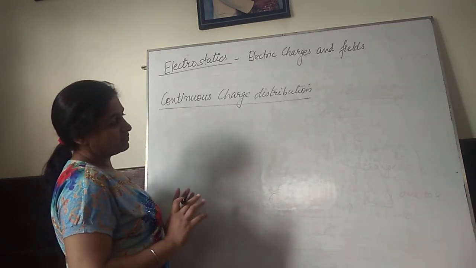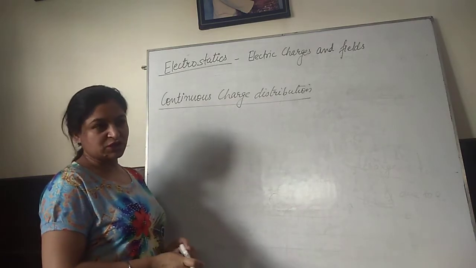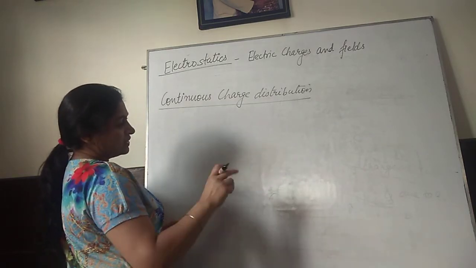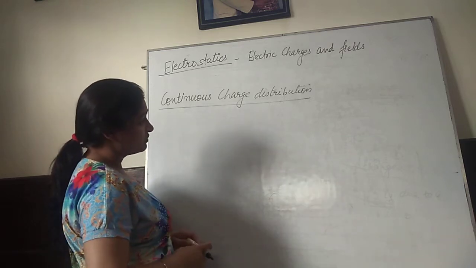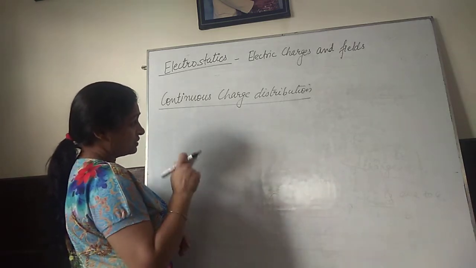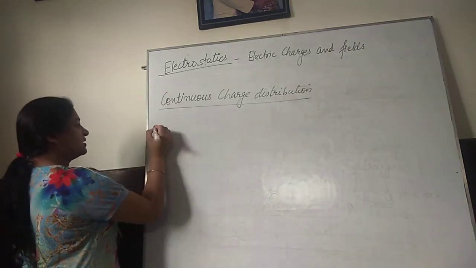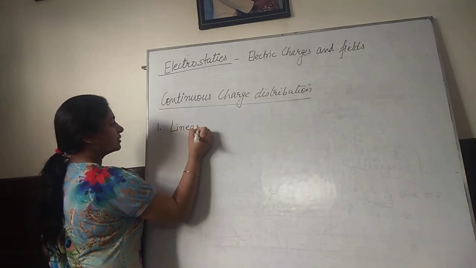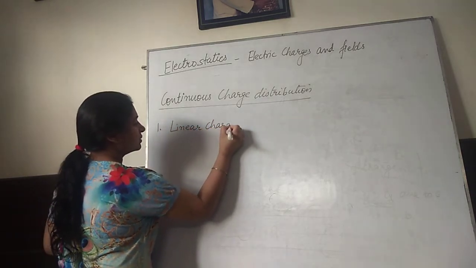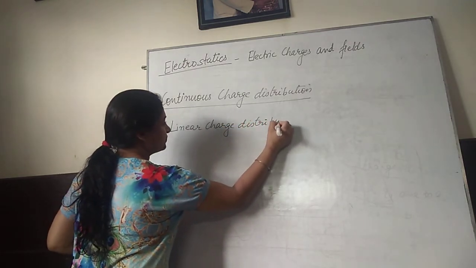And suppose when a whole body has a continuous distribution of charges, how can we find out and define the different distributions? So in your syllabus there are 3 distributions. We'll discuss them. First is linear charge distribution.